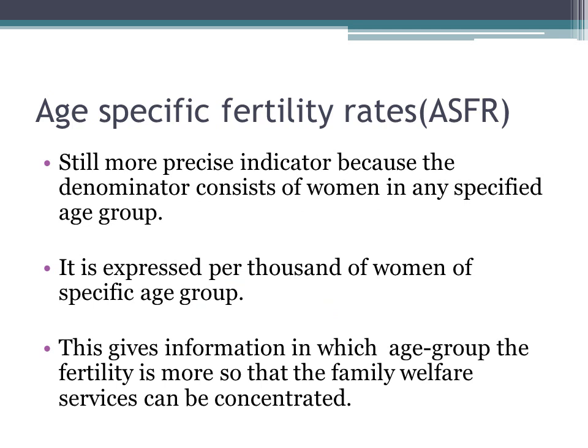Now we have the age specific fertility rates. We can say it is a still more precise indicator because the denominator consists of females in a specific age group. It is expressed per thousand women of a specific age group. Now, the benefit or the usefulness of this indicator is that it gives us a clear idea about the age group that is exposed to the higher rate of fertility so that the family welfare services can be directed to that particular age group.